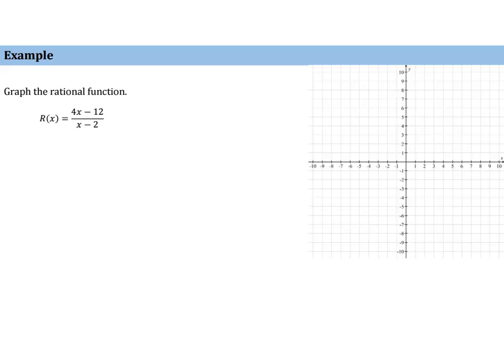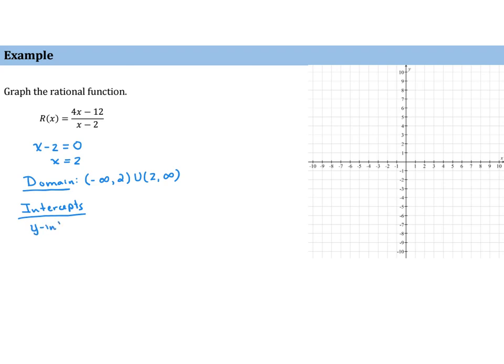So let's start off by finding the domain of the function. We can set the denominator equal to 0, and that's going to yield x equals 2, and so the domain will be negative infinity to 2 union 2 to infinity. Now let's find any intercepts. To find the intercepts, let's start with the y-intercept, if there is any, which we can find by letting x equal 0.